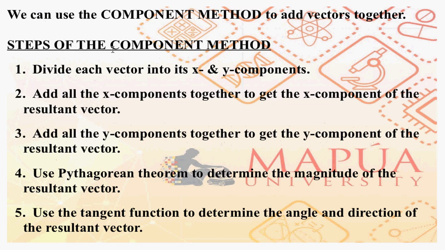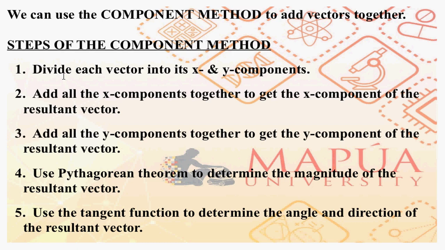Component method, as mentioned, is used for adding vectors together. When using the component method, follow these steps. Each vector that you are adding in the component method, divide each vector into its x and y components. And of course, apply the positive, negative sign conventions for the directions of the components.